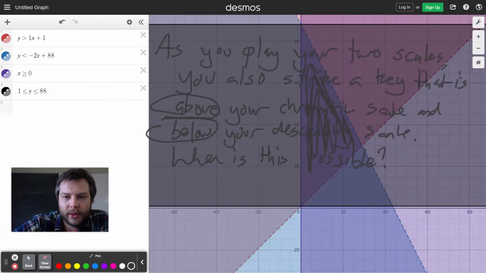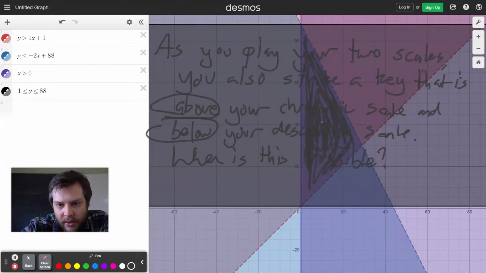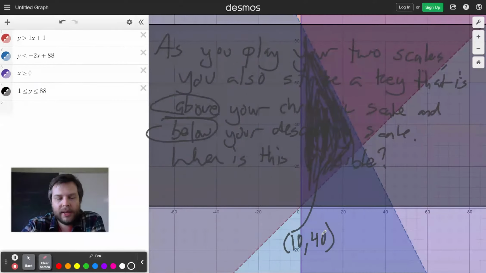Any point within this shaded region is a solution to all of the inequalities I said. So for example, this point right here looks like 10, 40. And what that means is that after 10 beats, you could strike the 40th key on the piano, and you would be playing a key that is above your chromatic scale and below your descending scale. And there are, of course, many other points and keys that you could do within there.